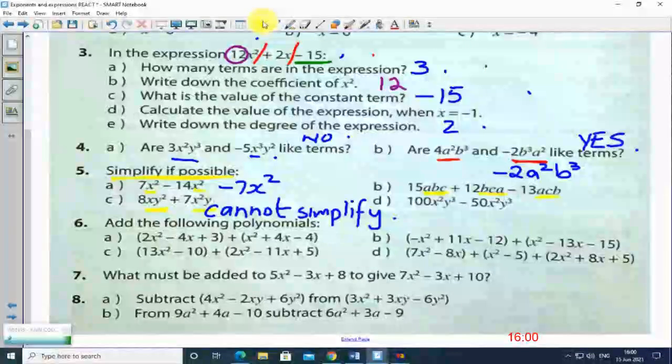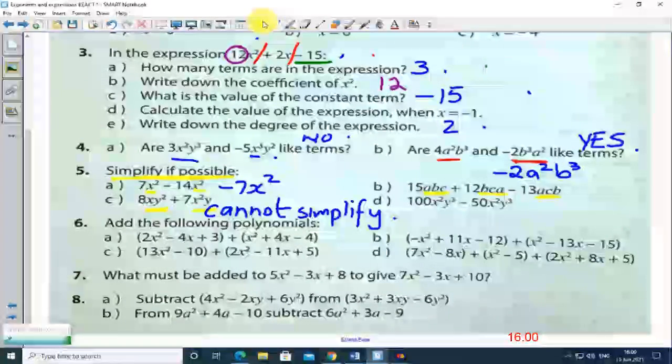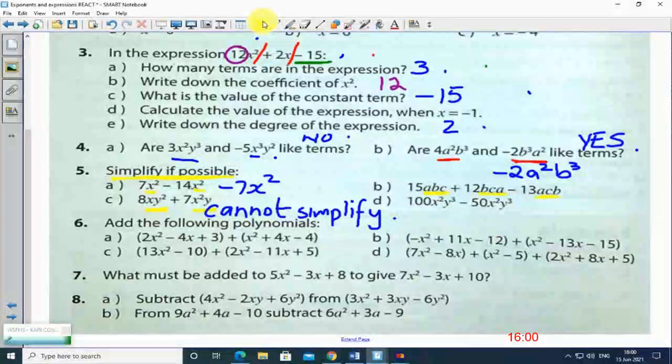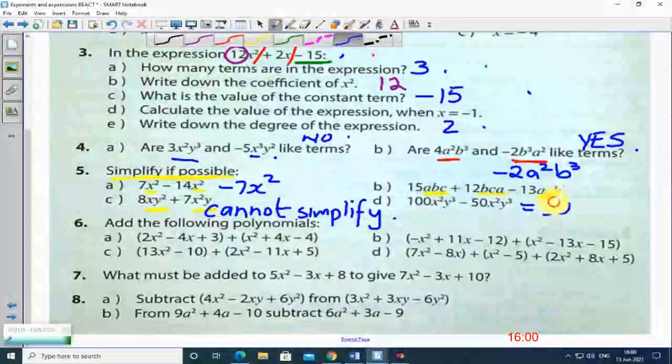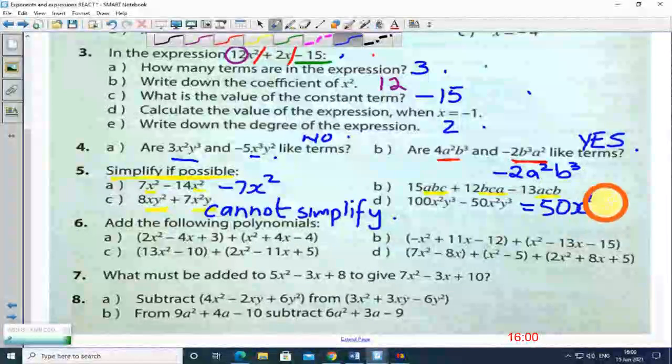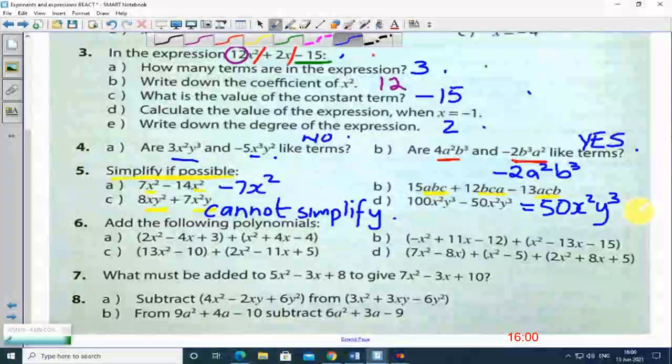And the last one, are they like terms? Yes, I've got 100 x squared y cubed minus 50 x squared y cubed. I've got 100 of something minus 50 of the same thing. I'm going to have 50 of those left over. 50 x squared y cubed. All right.